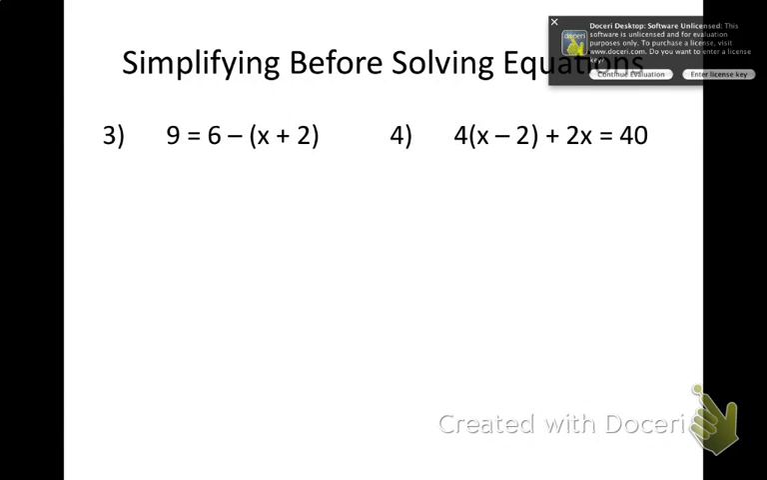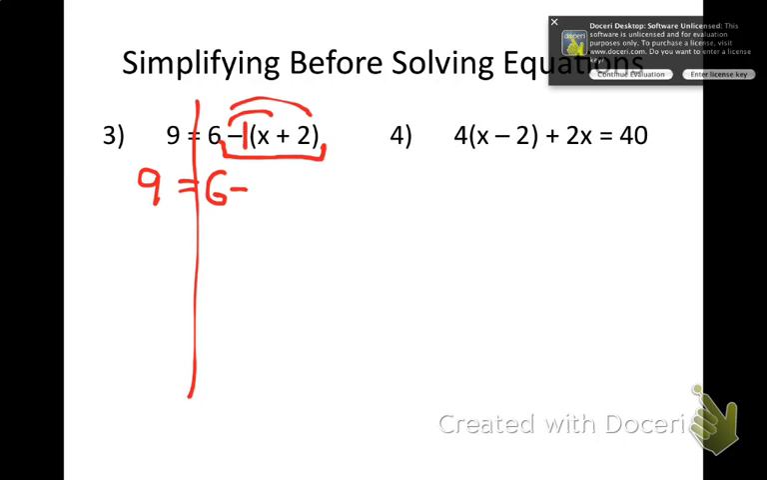All right, next problem's here. Same idea. I need to do some simplifying before I solve. Now, anytime I see this setup right here, what's my thought process, Reagan? Distribute. On a problem like this, though, what am I technically distributing, John? Negative. Yeah, and there's always that invisible 1 there. Really I'm just associating the negative throughout it. So I'm taking the negative 1 to everything, getting me 9 equals 6 minus x minus 2.